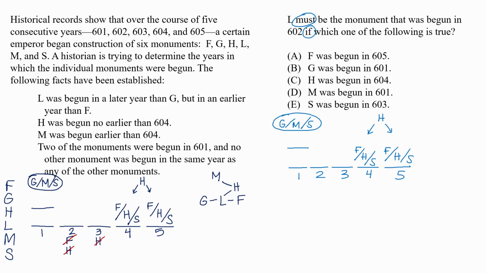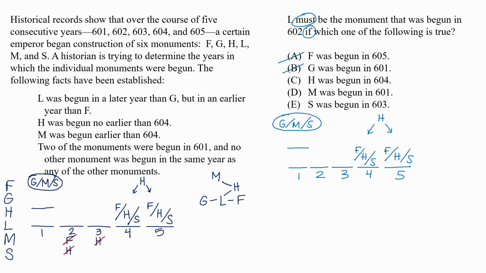All right, A says that F was begun in 605. If this is true, then we know that H would be in 604, but we wouldn't know anything else for sure. For example, G could be in 601 or 602, so L wouldn't have to be in 602. B, if G was begun in 601, we already don't know whether G is paired with M or with S in 601, and L could be in 2 or 3, and so we hit a dead end here.